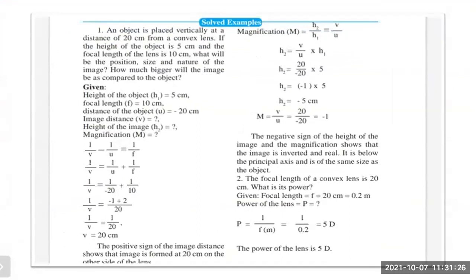Okay. Like in the second numerical, you have the focal length f is equal to 20 centimeter, converted into meter, you will get 0.2 meter. Then power of lens p you have to find. So you have p is equal to 1 upon f. So 1 upon 0.2, you get 5 D, that is 5 diopters. So power of lens is 5 diopters. Okay. So in this way, you have to solve the numericals.